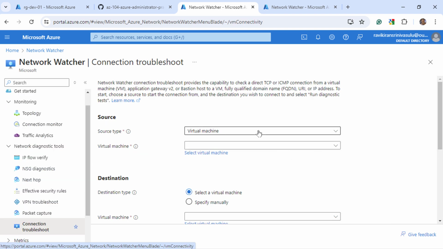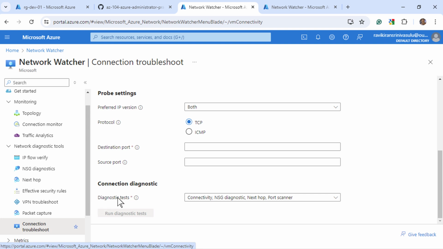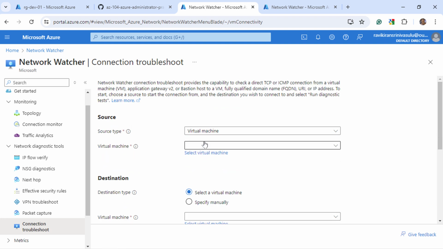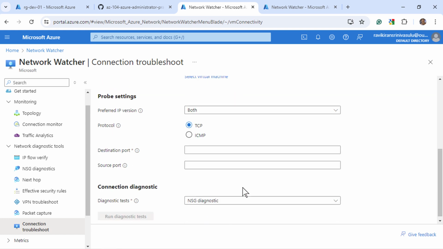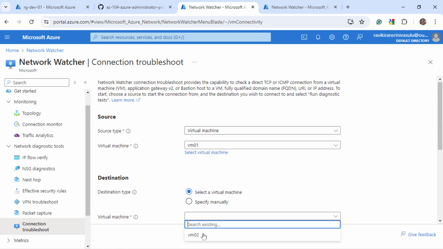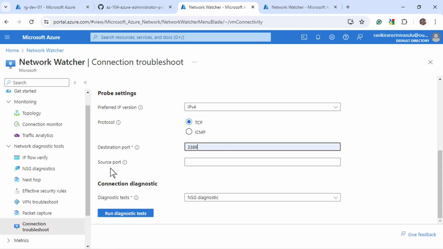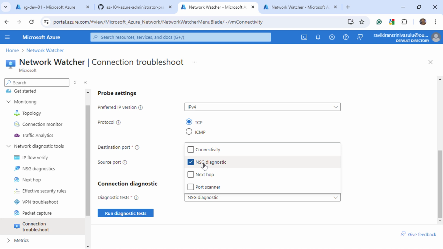Even with connection troubleshoot, you can use one of the diagnostic tests as NSG diagnostic. So here let's do it again. The source will be VM01 and the destination will be VM02. The preferred IP version is IPv4, destination port 3389, source port can be anything. And diagnostic test, as I told you, I'm only selecting NSG diagnostic.